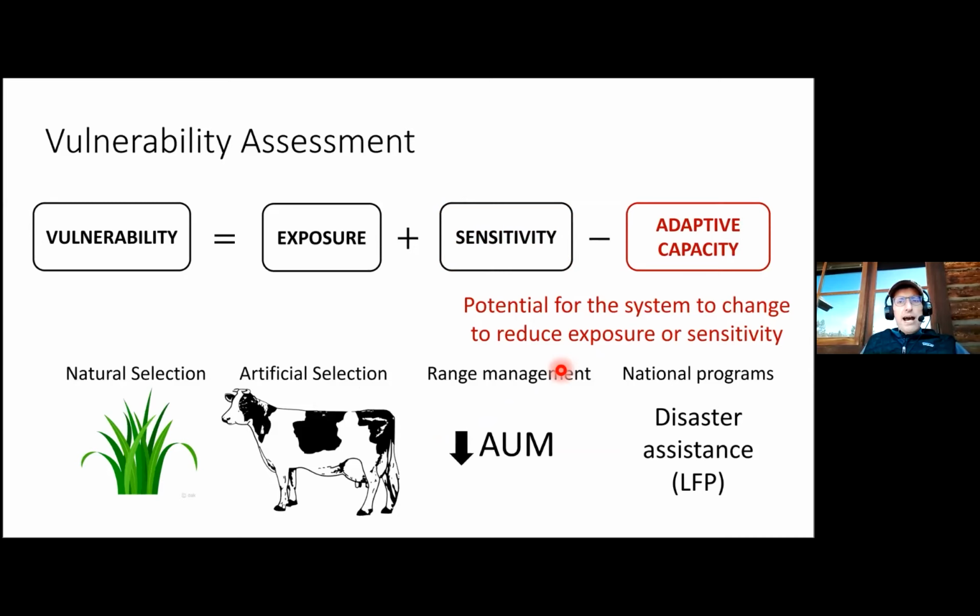So this might happen in nature if organisms evolve adaptations to the changing climate. For example, grass might evolve higher thermal tolerance. Ranchers might accomplish something similar through artificial selection or simply by replacing one breed with another that better tolerates heat. Another form of adaptive capacity could come from management actions, like setting low stocking rates to reduce sensitivity to droughts. Finally, national policy, like the Livestock Production Program, also tries to increase adaptive capacity.